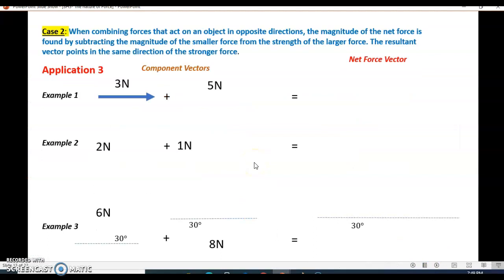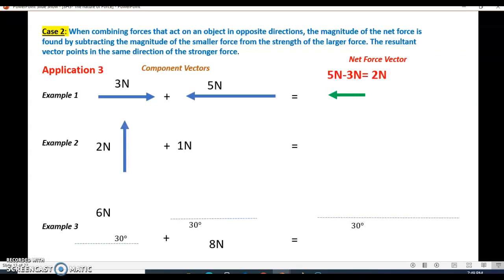Now the other case, here, when they are collinear but in opposite directions, and here both are horizontal, the net force will be horizontal but in the direction of the stronger one. So the stronger here, 5 Newton, is greater than 3, so the net force will be to the left, just like the 5 Newton. Okay, and its magnitude is 5 minus 3, which is 2 Newton.